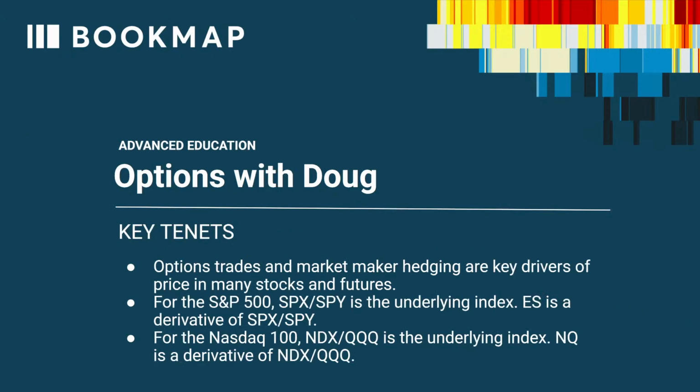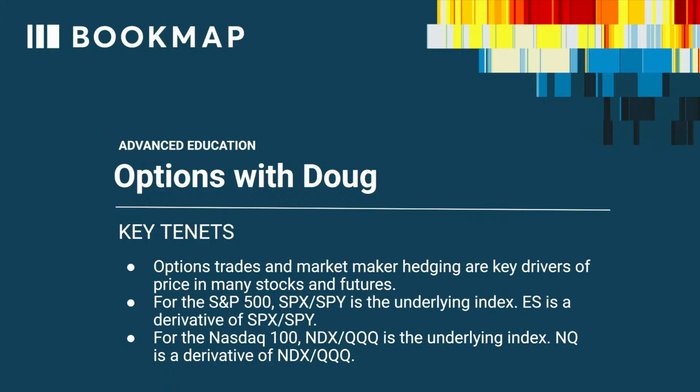Here are the key tenets to my approach to trading. I believe that options trades and market maker hedging activity are key drivers of price in many stocks and futures, and that certainly applies to the large cap tech stocks like the Magnificent Seven stocks, as well as the equity index futures like the S&P 500 and the Nasdaq 100. And for the S&P 500, SPX is the underlying index, SPY is the ETF version of that index, and the ES futures contract is a derivative of SPX. And when traders buy and sell puts and calls in SPX and SPY, market makers take the opposite side of those trades and they hedge their delta exposure with ES futures.